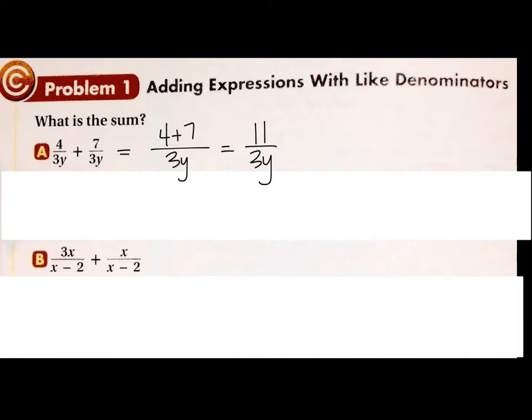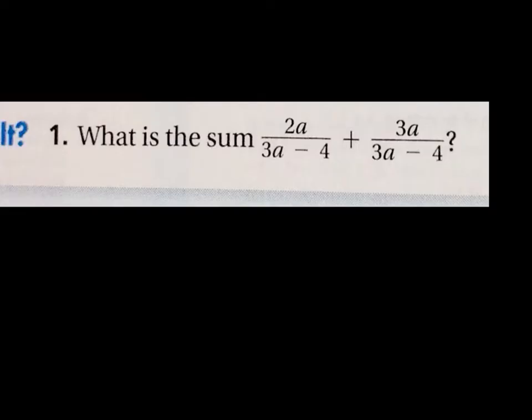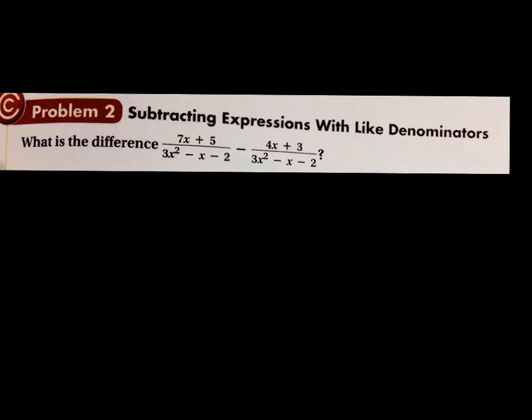Alright, and then example 1b, they still have common denominators, so we're going to leave the denominator, and we're going to add 3x and x, or 1x, and we get 4x over x minus 2. So I want you to try this one. If you'll pause it and try to do it, and then catch up with me in just a second, I'll give you the right answer. So hopefully you got 5a over 3a minus 4.